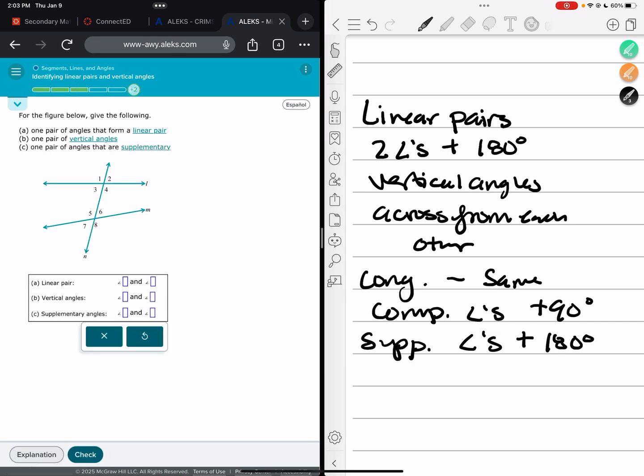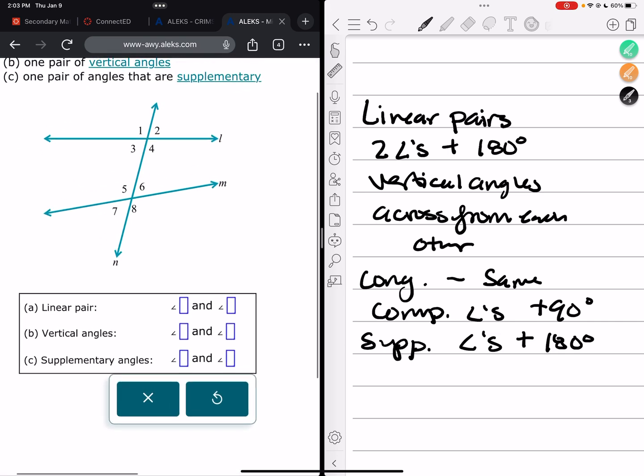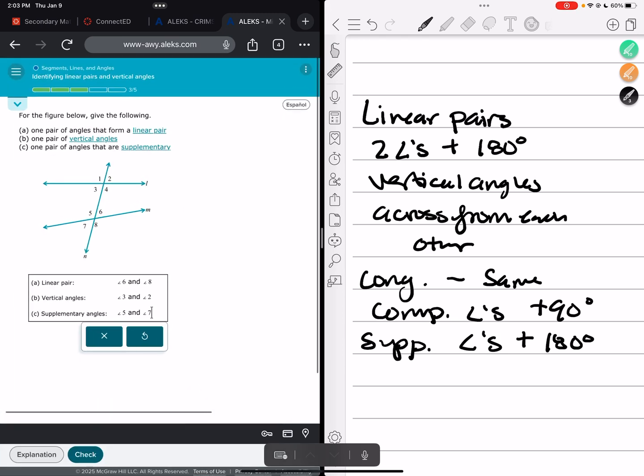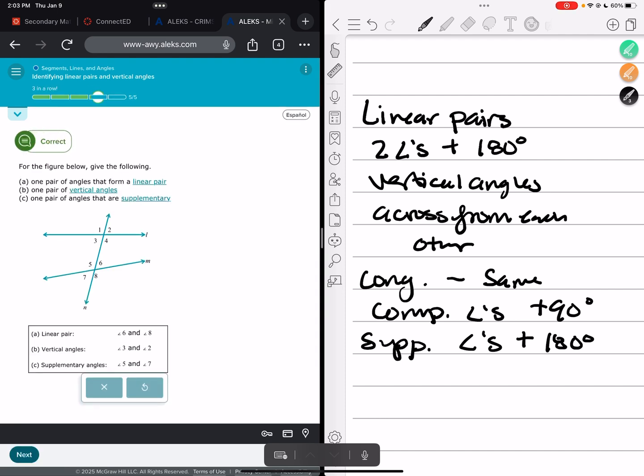All right, and doing this one more time, a linear pair forms a straight line, which we can say is 6 and 8. Vertical angles are across from each other. We can say that is 3 and 2. And the last one, supplementary angles add up to 180 degrees, or they form straight lines. So we can see that in 5 and 7, which we can go ahead and check. And that's how you identify linear pairs and vertical angles.